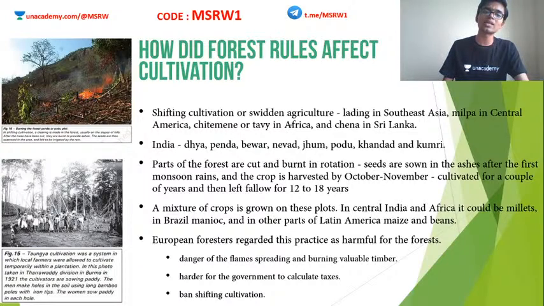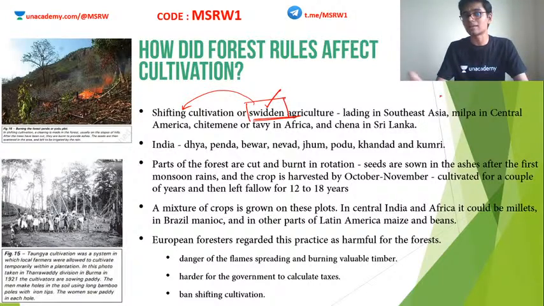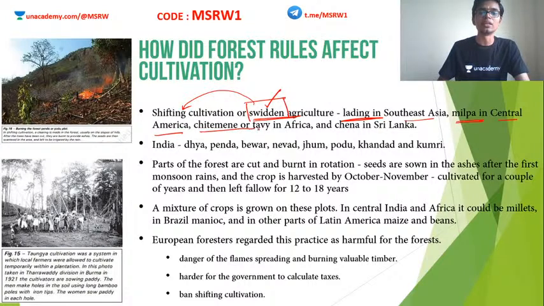Shifting cultivation is also known as Swidden agriculture. Clear? I'm pretty sure that many of you do not know this term. Both these are the same; they are coterminous. It is also known by other local names in various parts of the world, for example, ladang in Southeast Asia, milpa in Central America, chitemene or tavy in Africa, and chena in Sri Lanka. All these are synonyms for shifting cultivation.